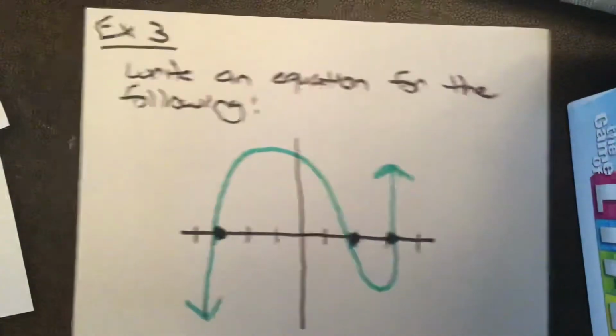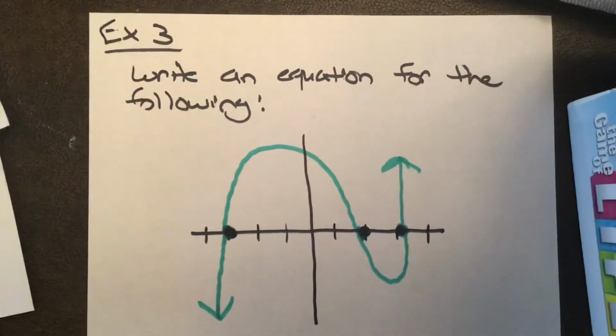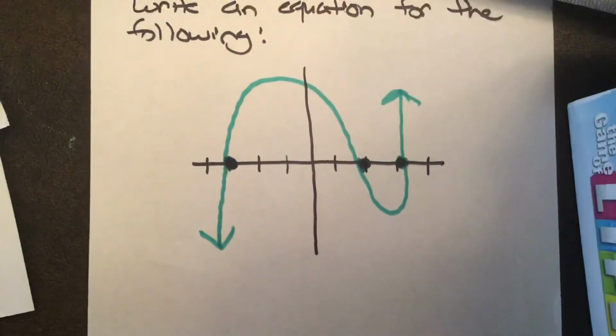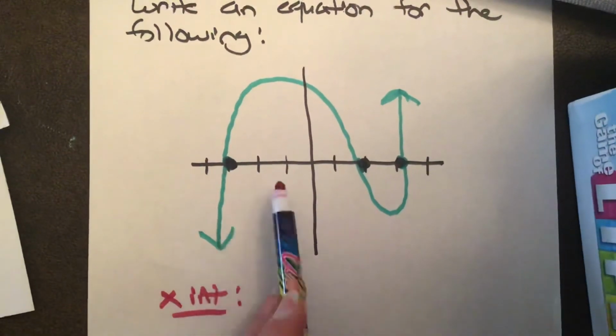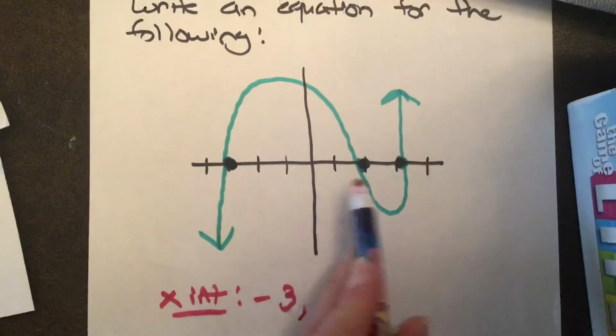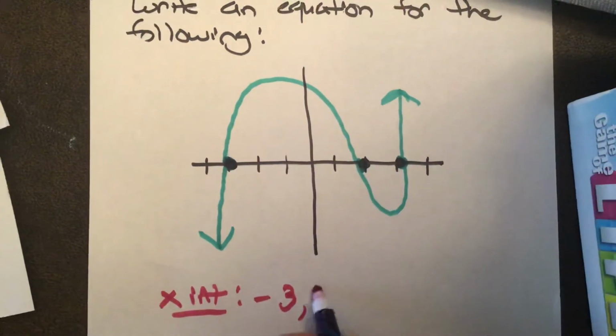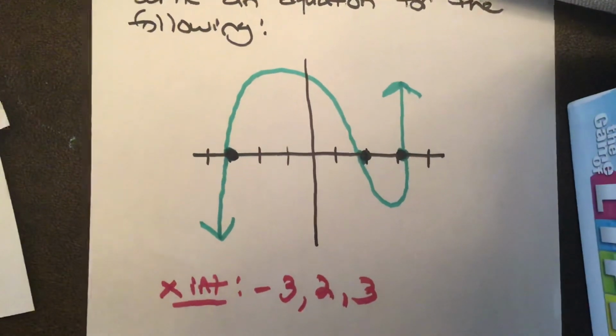Okay, now we're going to do one more example, just working backwards. So this time, we have a graph and we're writing an equation. We're just going to stick with writing the equation in factored form. The first thing I'm going to do is figure out where the x-intercepts are. My x-intercepts here are at negative 3, 2, and 3. None of them are bounces or anything weird, so they're all just normal.